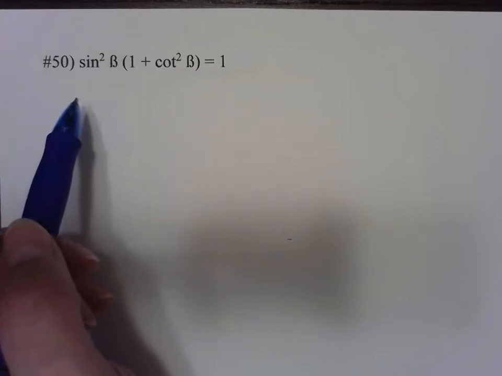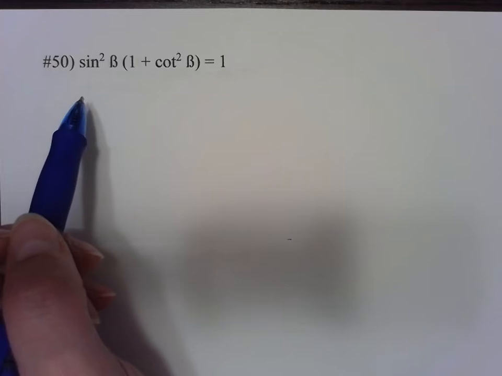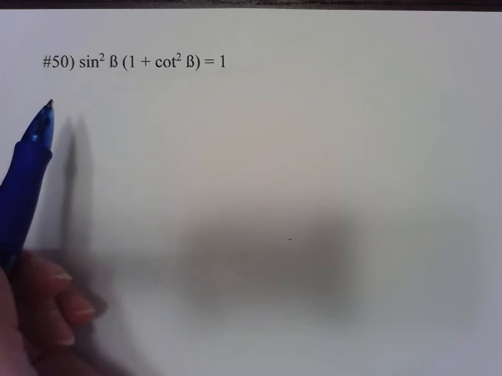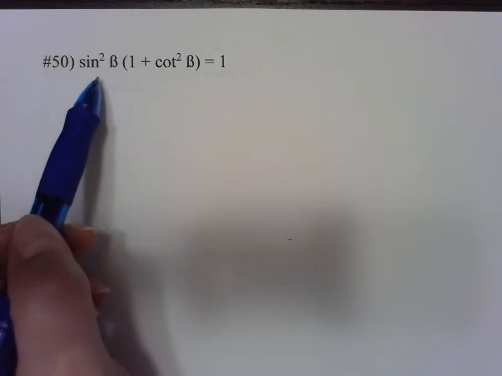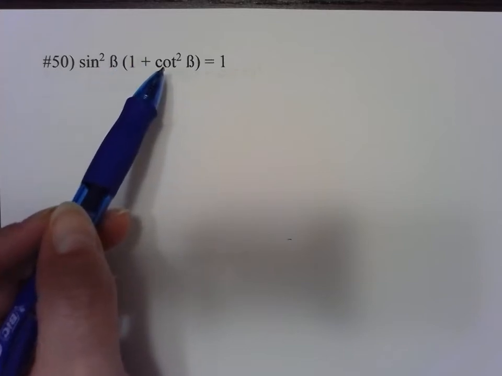So this one's also from your book. We want to show that sine squared of beta multiplied by 1 plus the cotangent squared of beta is equal to 1. Okay, I think you could do this several different ways. I'm not sure which way would be the best, and I don't really think that there's any advantage, honestly, one or the other. We could distribute the sine. That's usually my first thought.